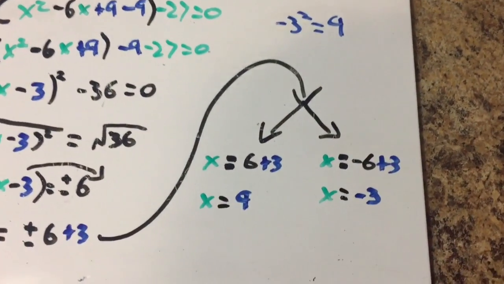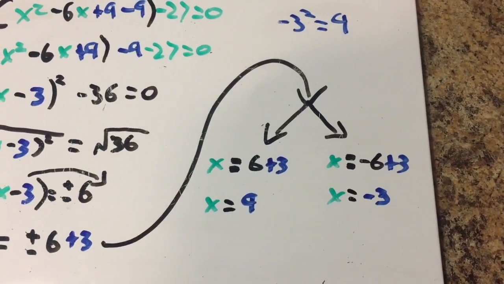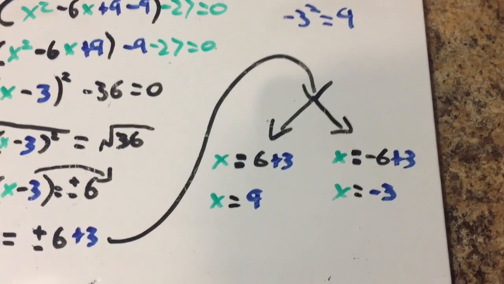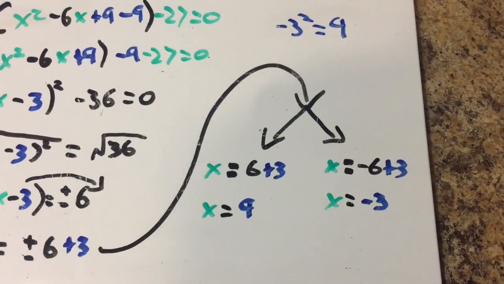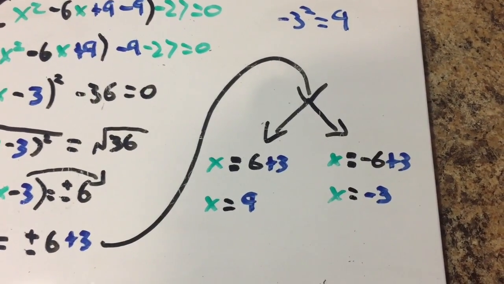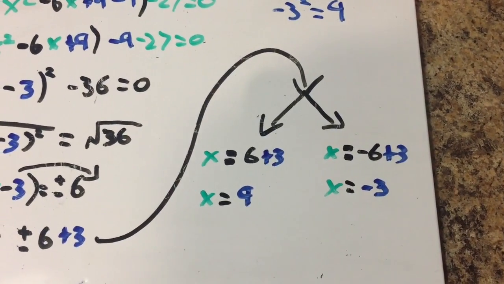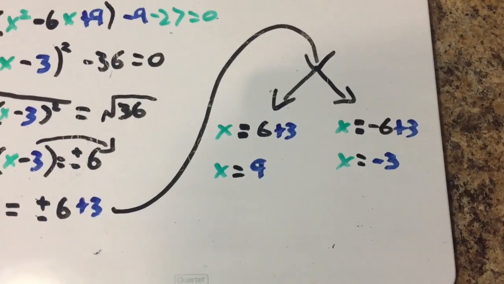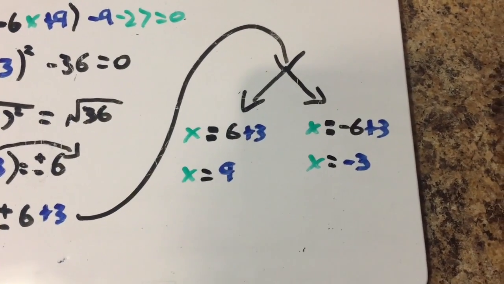So now you solve both sides with the plus and the minus, so x equals 6 plus 3 and x equals negative 6 plus 3. So 6 plus 3 gives you 9, so x equals 9. And negative 6 plus 3 gives you negative 3, so x equals negative 3. So your roots and your x-intercepts are 9 and negative 3.